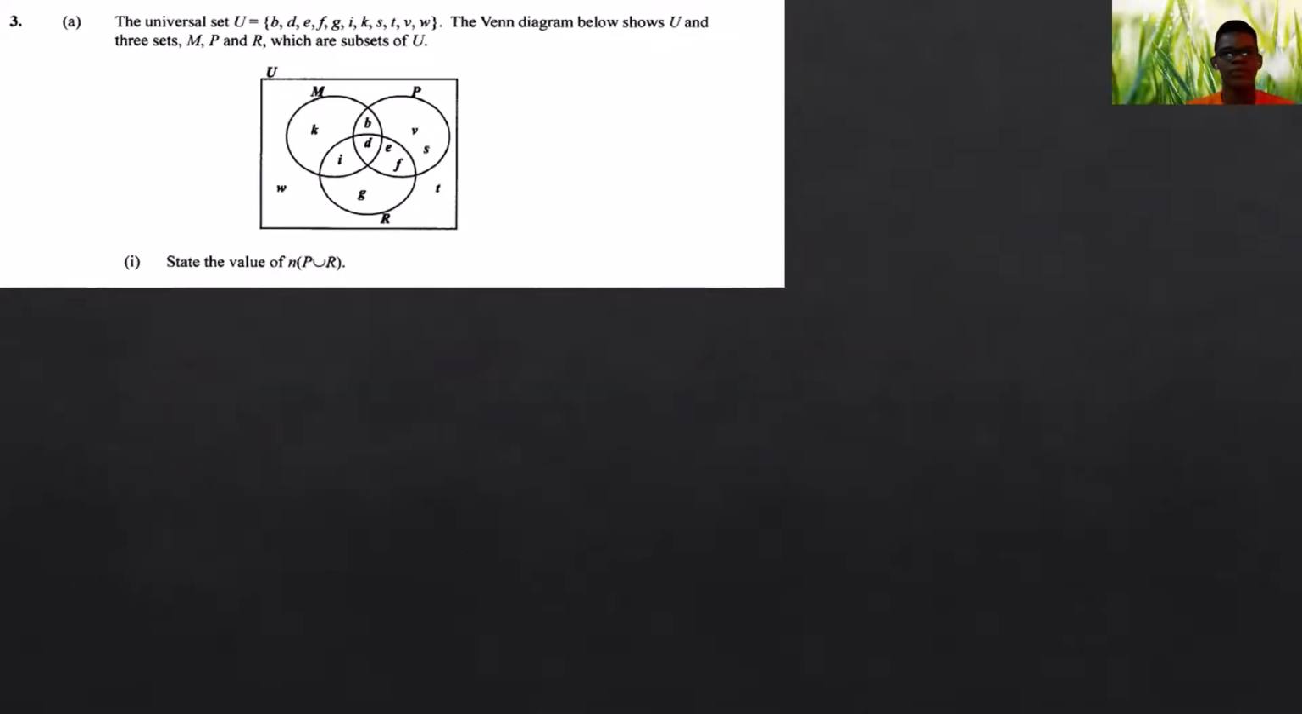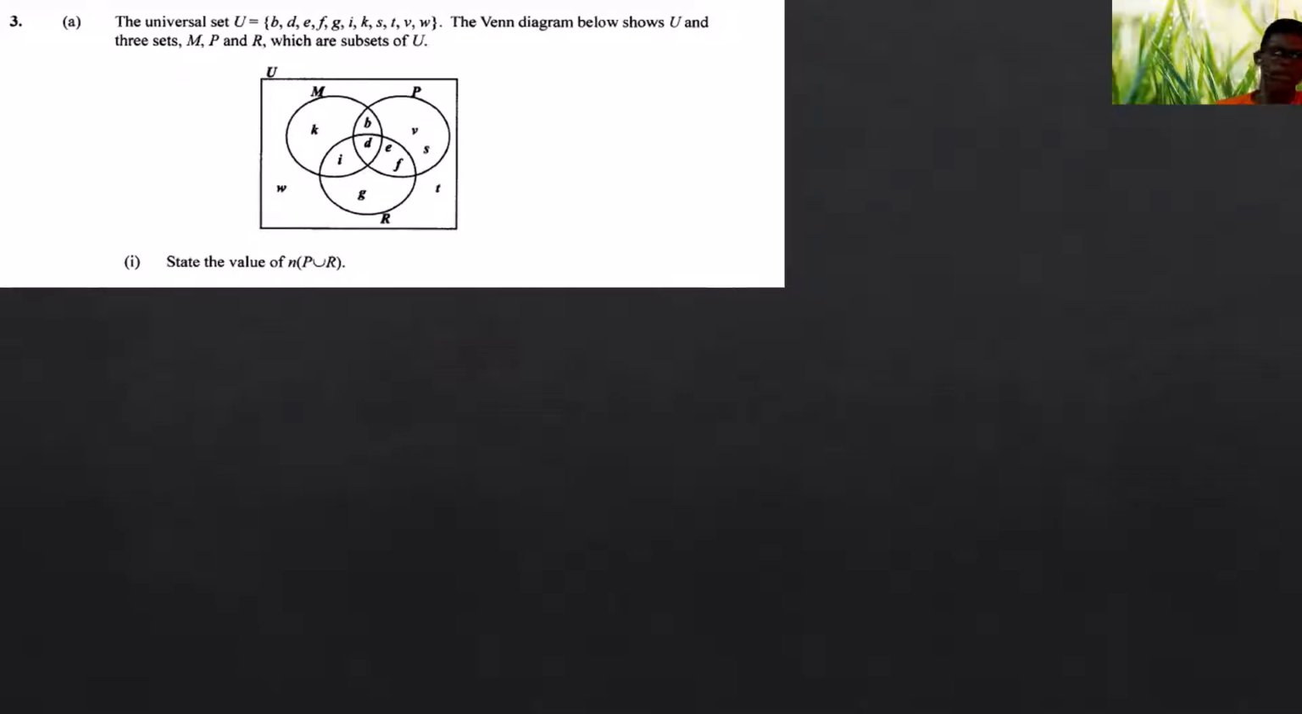First part, question A, tackling Venn diagrams. The universal set is A, B, D, E, F, G, I, K, S, T, V, W. I don't know why they left out C and those letters. But the Venn diagram below shows the universal set and three sets, M, P, and R, which are subsets of our universal set U. Now, the Venn diagram is there. What I want to know is: state the value of n(P union R).